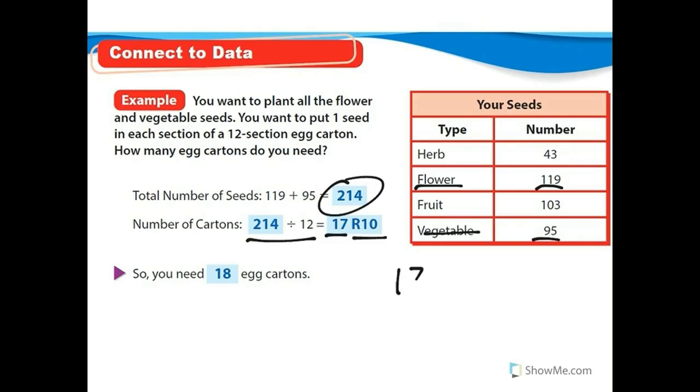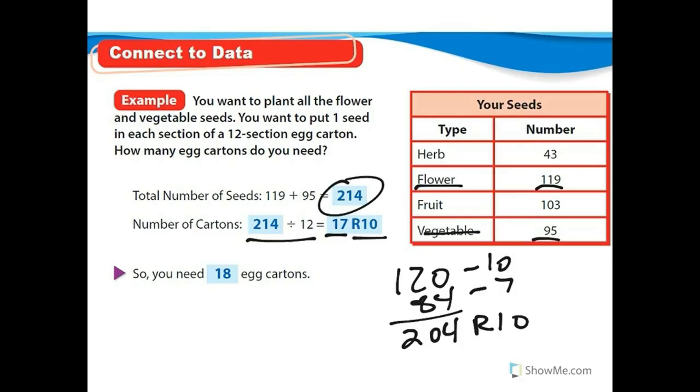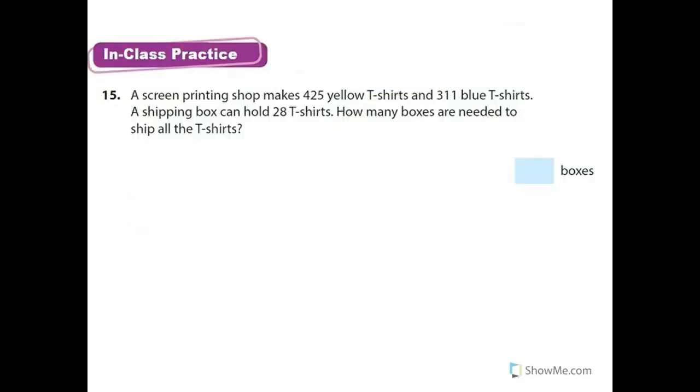10 times 12 is 120. 7 times 12 is 84. That's going to be 204. Remainder 10. They're going to have remainder 10. So yeah, because that's 10. That's 7. So okay. Trust but verify, right? Well, they have 17 remainder 10. Well, what are you going to do with those 10 seeds left over? You're going to put them in another carton. So they need 18 egg cartons. So yeah, you got to think about what you're going to do with that remainder in a word problem. Well, all right. Why don't you go ahead and read and solve number 15, and then we'll go over it.